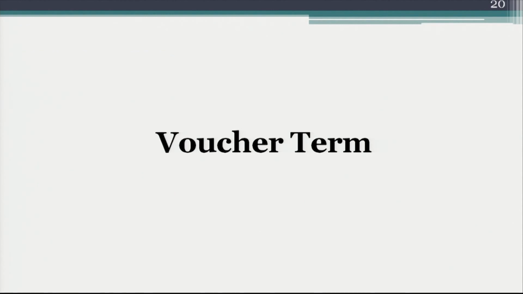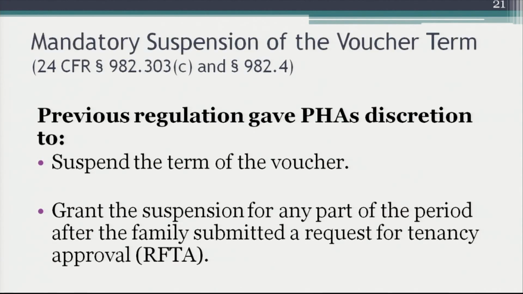Okay, so moving on to the term of the voucher. I'm going to get into the mandatory suspension of the voucher term. So previous regulation gave PHAs discretion to suspend the term of the voucher. So that was up to PHA policy. And it gave PHAs discretion to grant the suspension for any part of the period after the family submitted a request for tenancy approval. So a PHA did not have to provide the suspension from the time the family submitted the RFTA to the time when the PHA approved or denied that request. The PHAs had the discretion to determine which part of that period they would provide the suspension for.